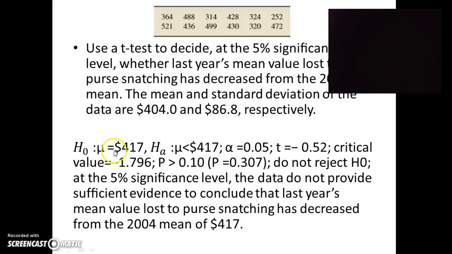The null is mu is still 417, alternative hypothesis is mu is less than 417. Alpha is 0.05 for the 5% significance level, and when we look at the table, the t value is going to be negative 0.52, and the critical value is negative 1.796, and this is the p-value. When we compare all this, the p-value is greater than alpha, which means that we do not reject the null, and the data do not provide sufficient evidence to conclude that last year's mean value lost to purse snatching has decreased.